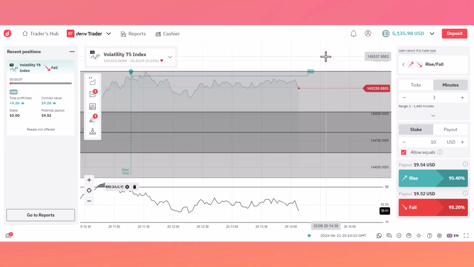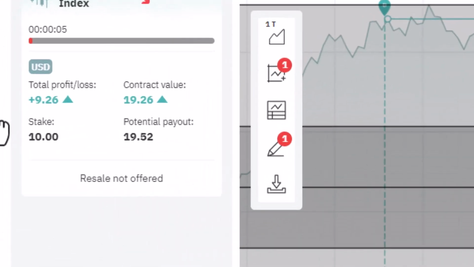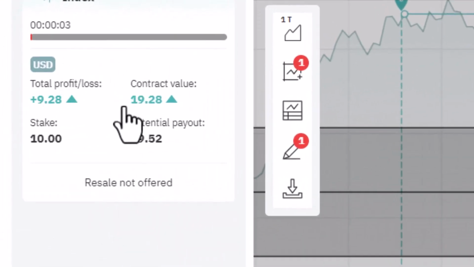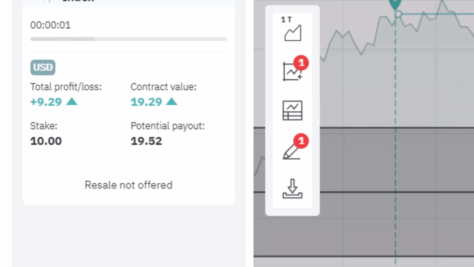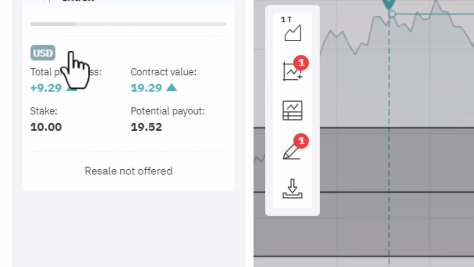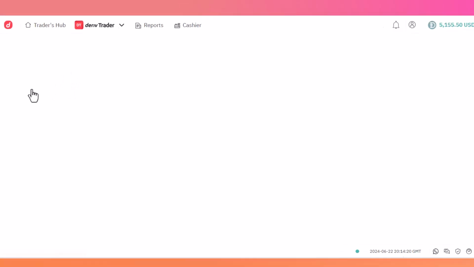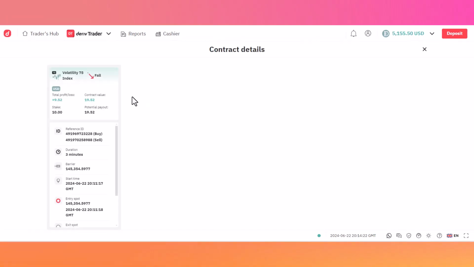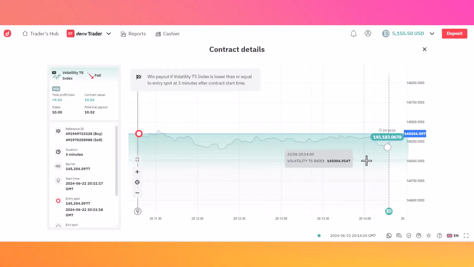9, 8, 7, 6, 5, 4, 3, 2, and 1. So that's a win. You see that right here. We won that trade. Beautifully done. Okay, beautifully done. So that is how you use what I call the Trione strategy.